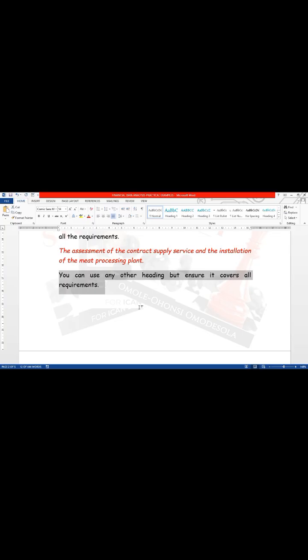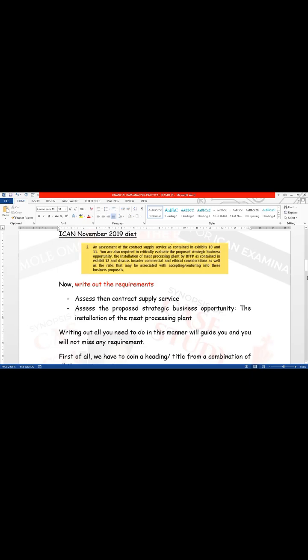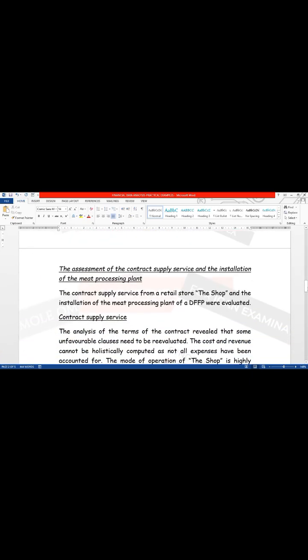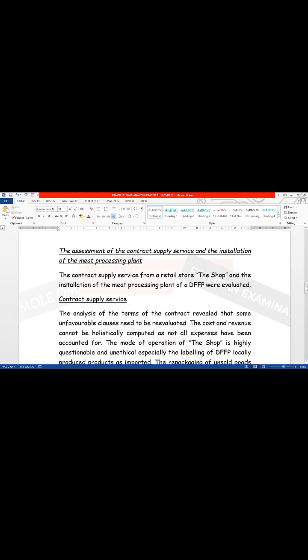So that's just a very good way to coin a heading. Just ensure that it's encompassing in that sense. It covers all requirements. Since we have talked about the introductory part, let's dive into how it looks. This is how you start your financial data analysis.